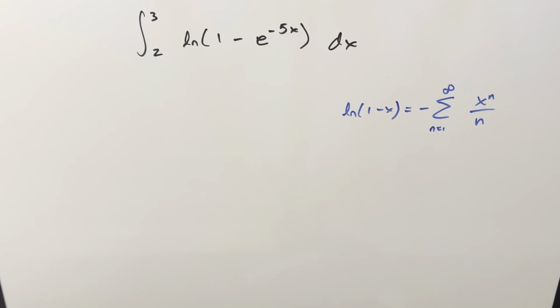Okay, we have here today another integral. We've got the integral from 2 to 3 of natural log of 1 minus e to the minus 5x dx. And this is one I did recently. I just wanted to do an alternative method.